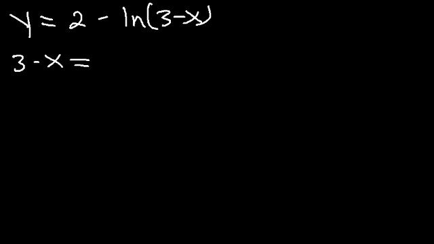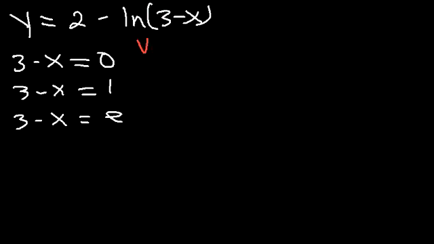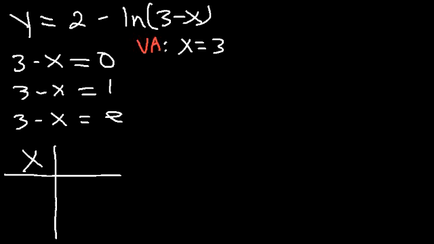Let's try one more example. This is going to be the last one for today. So let's say y equals 2 minus ln(3 minus x). The first thing we need to do is set the inside equal to 0, 1, and the base, which is e. So the vertical asymptote is based on this equation. If you solve for x, the vertical asymptote is x equals 3. Now for the other ones, 3 minus what number is 1? 3 minus 2 is 1, so x is 2.